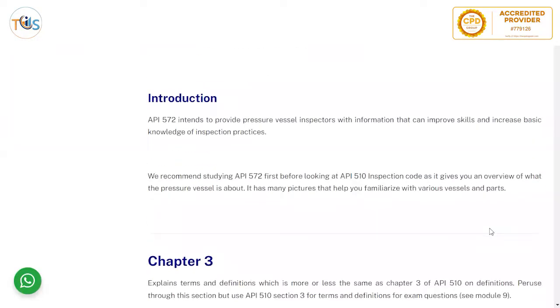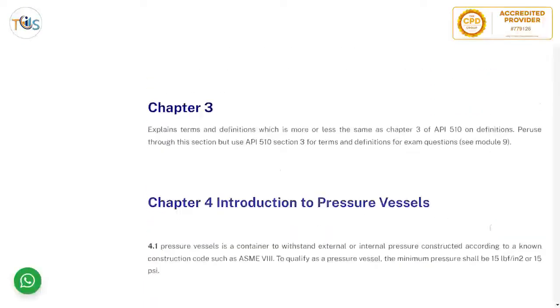Introduction. API 572 intends to provide pressure vessel inspectors with information that can improve skills and increase basic knowledge of inspection practices. We recommend studying API 572 first before looking at the API 510 inspection code, as it gives you an overall view of what the pressure vessel is about. It has many pictures that help you familiarize with various vessels and parts.